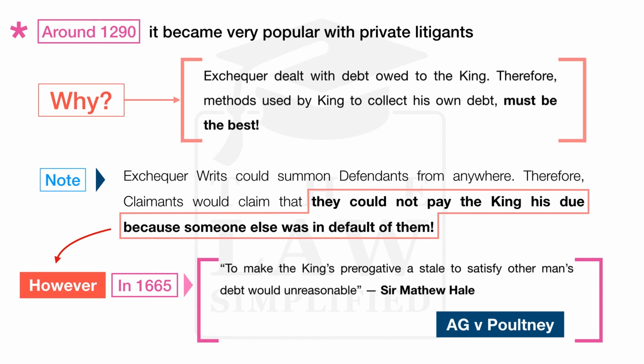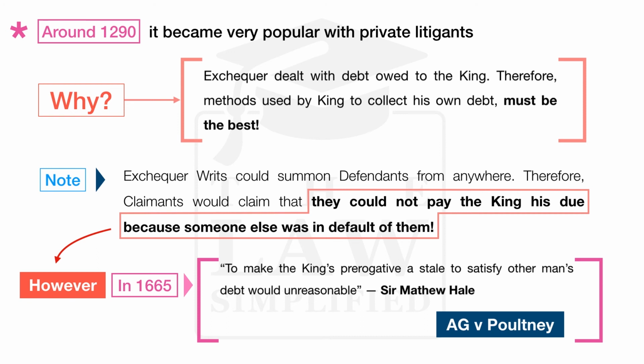Therefore, the claimants would claim that they could not pay the king his due because someone else was in default of them. In other words, when a dispute would arise in the Court of Exchequer, the excuse, or rather the defense that would be portrayed by a litigant, would be that I was not able to pay because I am owed money by such and such individual. Until he or she pays me, I am not able to pay the king. Therefore, this invokes a writ where the court is able to ask for, or summon rather, a defendant who is in default of this particular litigant in front of court.